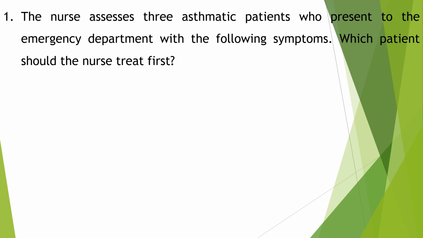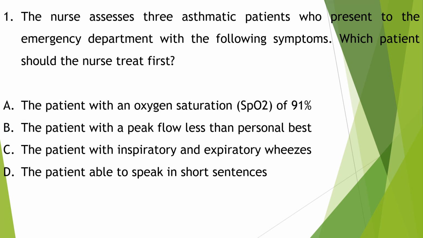The first question: the nurse assesses 3 asthmatic patients who present to the emergency department with the following symptoms. Which patient should the nurse treat first? The patient with an oxygen saturation of 91%, the patient with a peak flow less than personal best, the patient with inspiratory and expiratory wheezes, the patient able to speak in short sentences.